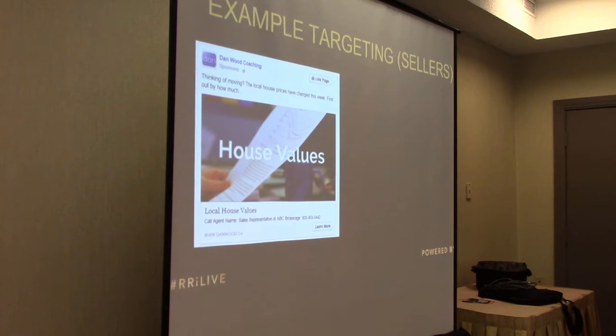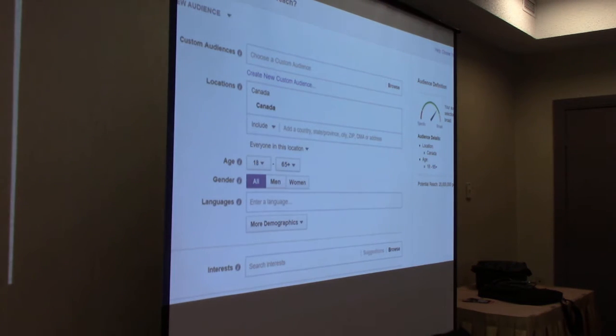So here's an example of a seller ad that we create. The ad says, thinking of moving? The local house prices have changed this week, find out by how much. There's an image we made in Canva. I searched for that picture, I forget what I used, it was probably Stock Unlimited. I just typed in chart, and it came up with a whole bunch of charts, and that was a good one, so I used it. So I made that up in Canva, and then I said, who are the people that live in our area?